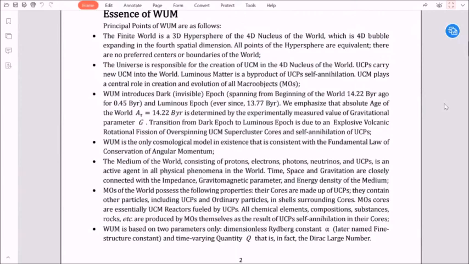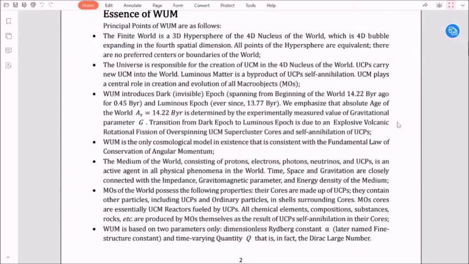The model introduces a dark, invisible epoch, spanning from the beginning of the world 14.22 billion years ago for 0.45 billion years, and a luminous epoch ever since, 13.77 billion years. We emphasize that the absolute age of the world, 14.22 billion years, is determined by the experimentally measured value of the gravitational parameter G.